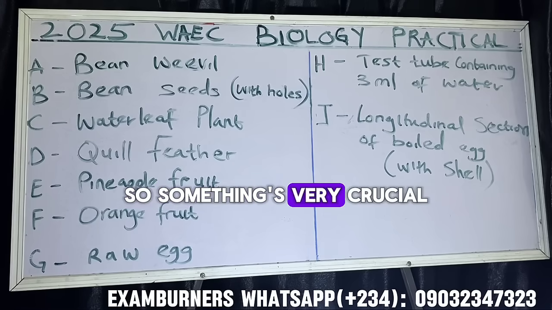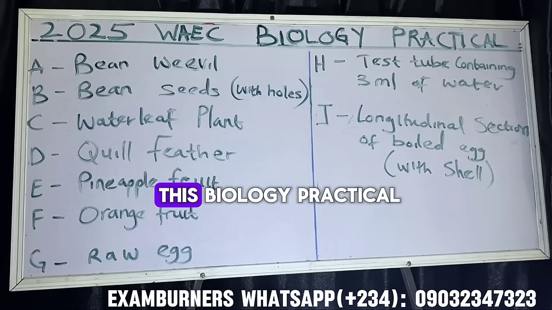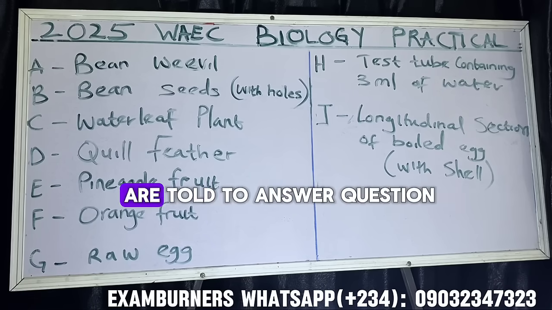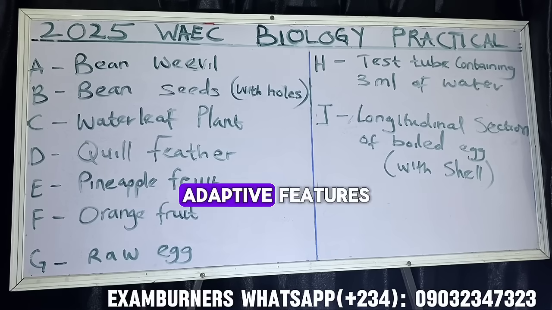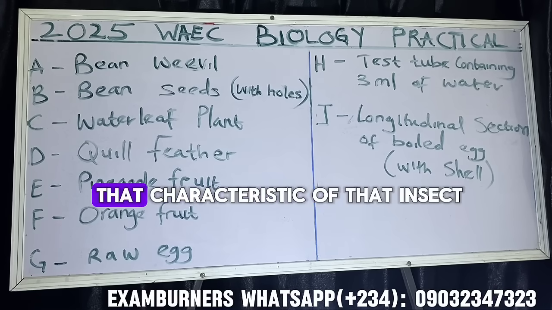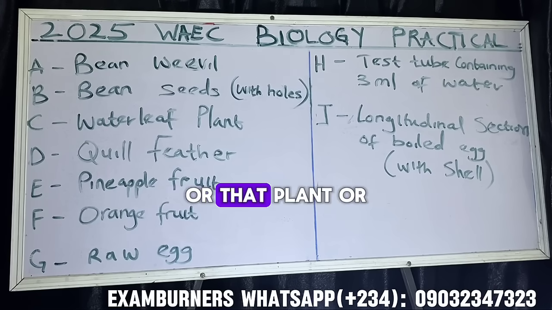Something very crucial you should know about this WAEC biology practical is that when you are told to state adaptive characteristics or adaptive features, you don't only state that characteristic of the insect or plant or fruit. You also have to state the function. The function has to come together with the feature, so that your answers will be complete.